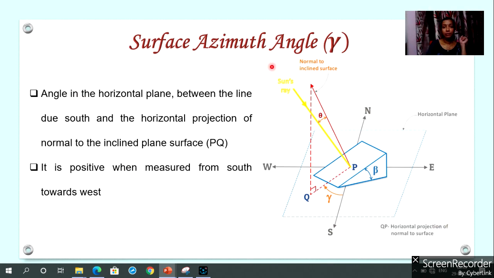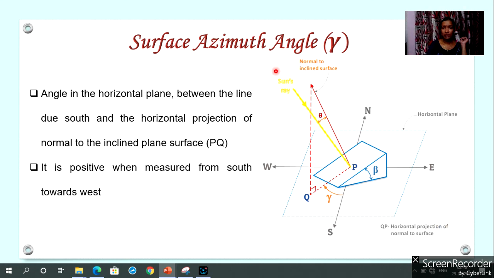Next one is surface azimuth angle, gamma. So surface azimuth angle gamma is the angle between the line due south and the projection of normal to the inclined plane on the horizontal surface. So it is the angle between line due south and the horizontal projection of normal to the inclined plane surface. So that is PQ. Angle between PQ and line due south is known as surface azimuth angle.